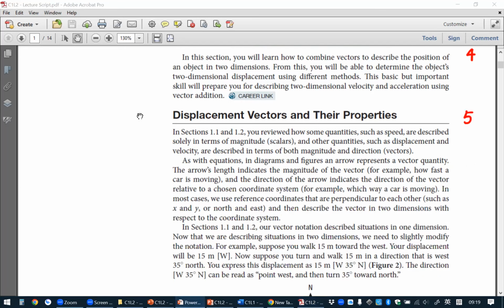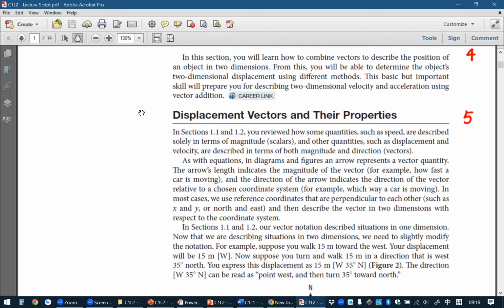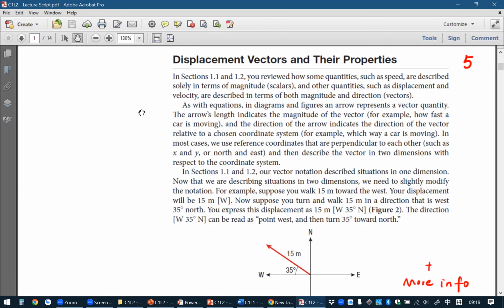Okay, so first let's have a look at displacement vectors and their properties. In previous sections, we have reviewed how some quantities such as speed are described solely in terms of magnitude, right? These quantities are called scalars. Other quantities such as displacement and velocity are described in terms of both magnitude and direction. These quantities are called vectors.